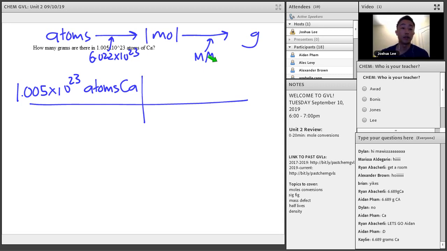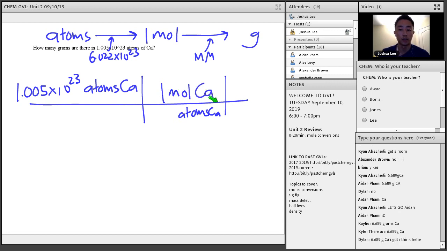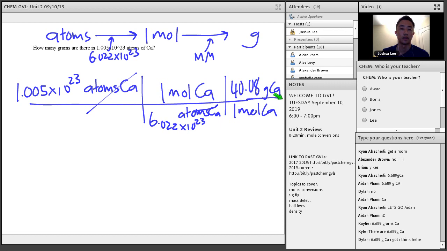So first thing we need to get rid of is atoms of calcium. So I'm going to put atoms of calcium down here, and then we have to stop by 1 mole of calcium. For every 1 mole of calcium, there's 6.022 times 10 to the 23rd atoms of calcium, and the atoms of calcium will cancel out, leaving you with moles. You have to get rid of that, and the molar mass of calcium is 40.08 grams of calcium. Moles of calcium cancel out, and then what some people would have gotten, I was hoping someone would make this mistake, but I don't think anyone did, so that's good.